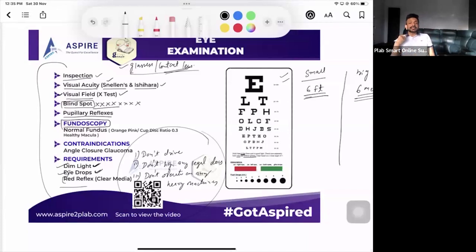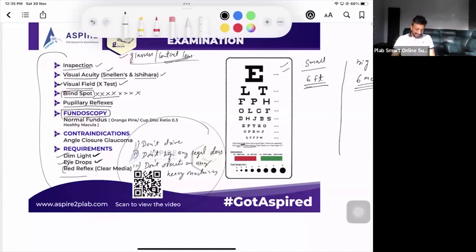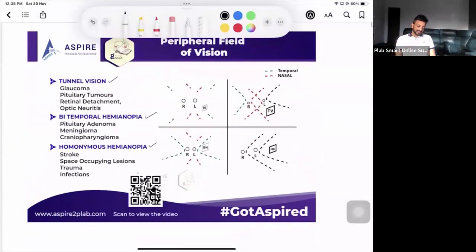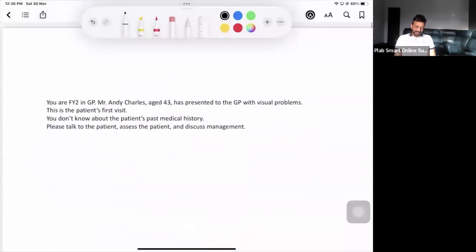Now, as a doctor, if I'm wearing glasses, should I take off my glasses when I'm doing fundoscopy? Not really required. You can go on with your glasses as well. That's absolutely fine. Okay. Now, let's discuss some scenarios that you might see. And also, as I said, if it is tunnel vision or bitemporal homonymous hemianopia, there are reasons behind it as well. We'll come to this slide. Now, let's have a look.